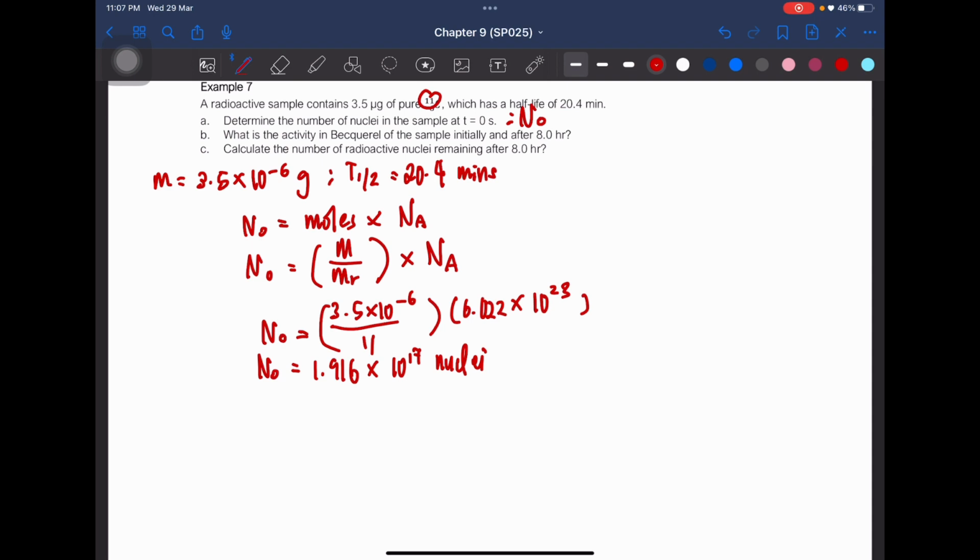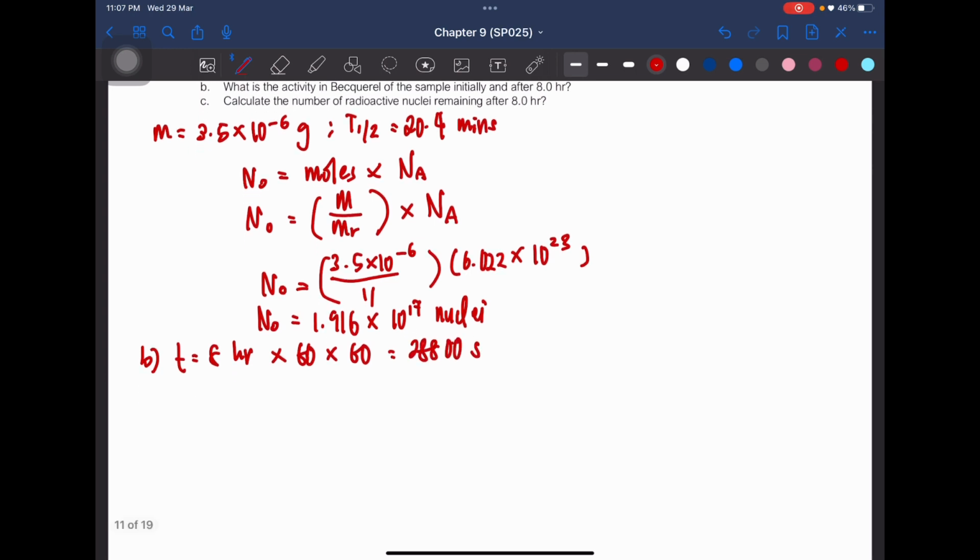What is the activity in becquerel of the sample initially and after 8 hours? After 8 hours. So it is in hours, so I'm just going to convert it into seconds. So 8 times 60 times 60 is 28800 seconds. Okay, so activity is A equal to initially and after. Okay, so activity is A naught E negative lambda T.